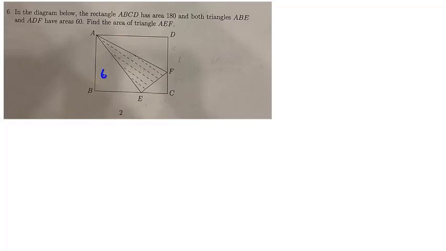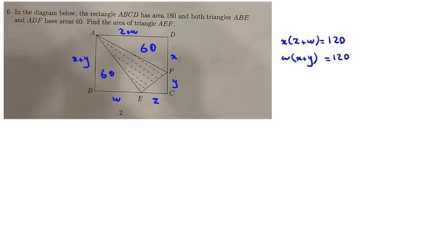Problem number 6. In the diagram below, the rectangle ABCD has area 180 and both triangles ABE and ADF have area 60. Find the area of triangle AEF. So if I consider, for example, this one X, this Y, this Z, this W, so this one is Z plus W, this one is X plus Y. The equation we have: X times (Z plus W) over 2 is 60, so it will be 120, and W times (X plus Y) for this triangle over 2 is 60, it will be 120.